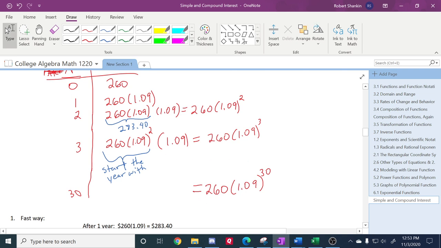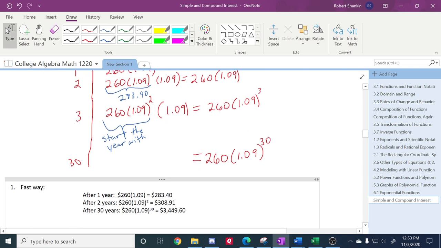So this is described below, the fast way. After 30 years, we punch this right into our calculator, and it turns out to be $3,449.60. All right. So this method, the fast way, has this huge bonus to it. We can go right to the result at any year.